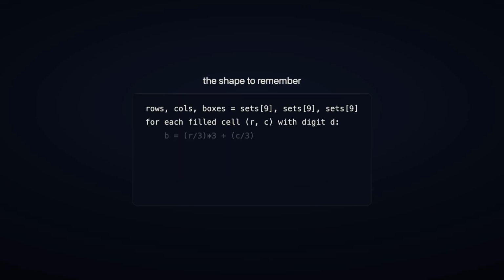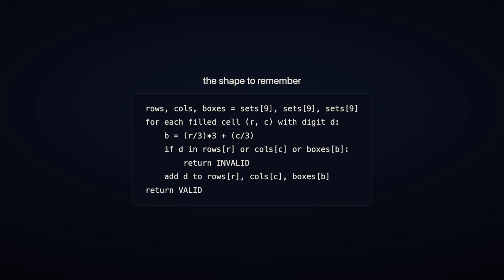And here's the shape worth keeping. One pass over the cells. For each filled cell, check 3 sets. If the digit is new, add it to all 3. The instant a check fails, return invalid. Learn that shape. Have I seen this thing before? In my group. And it carries far beyond Sudoku.